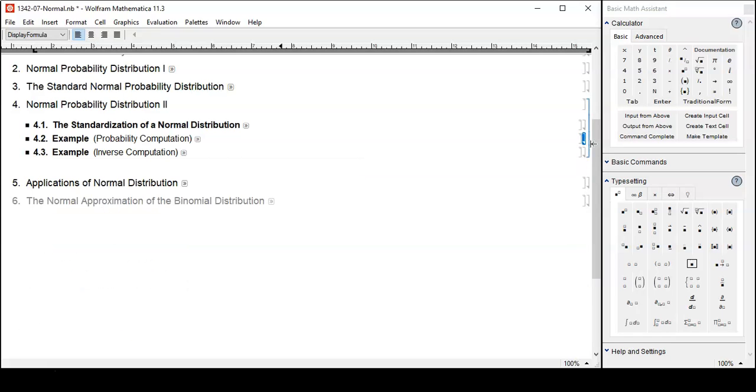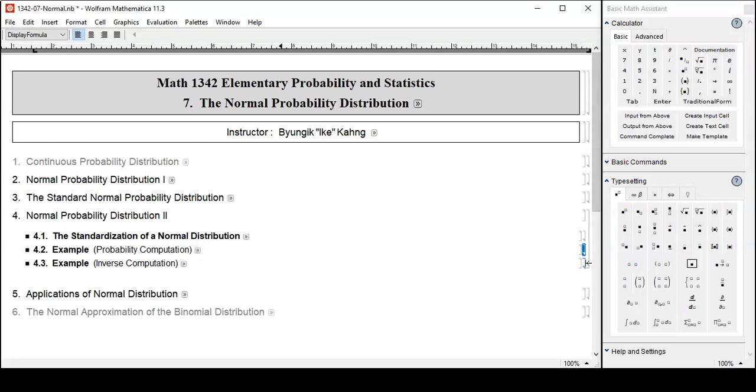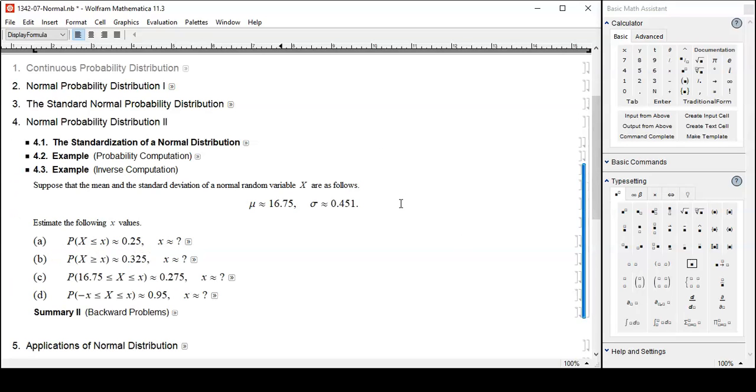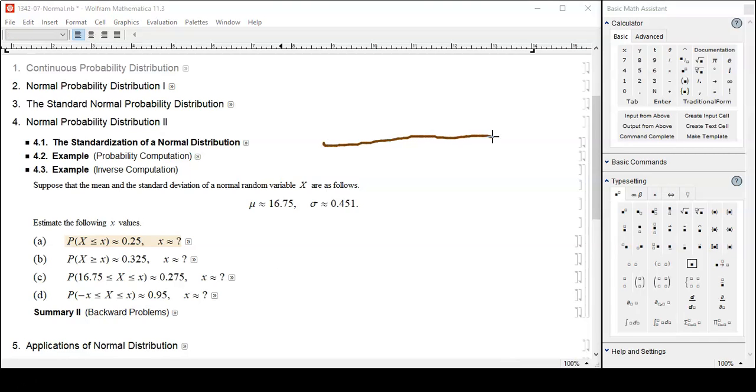All right, now, do we have enough time for inverse computation problems? Well, okay, all right. Similar situation, mu is 16.75, sigma is 0.451, and then how about this? Find out the first quartile. Draw a normal picture, centered at 16.75, and then over here, I'm going to find out the appropriate x value so that this probability is a quarter, 0.25.